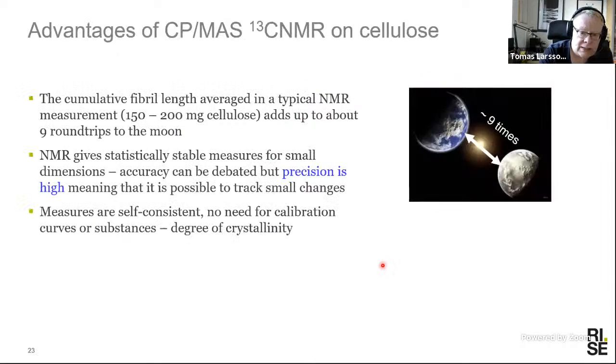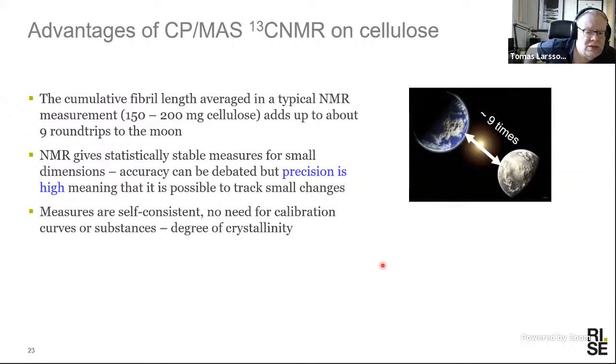And I would say that there are a few advantages with NMR if you compare with other techniques that try to achieve the same thing. One is representativity, because a sample we use in NMR typically has a solid content of say 150 to 200 milligrams. If you look for a cellulose fibril that is about 4 nanometers wide, what's the cumulative fibril length of fibrils in that material amount? It turns out that it's about 9 round trips to the moon. So we have good representativity.